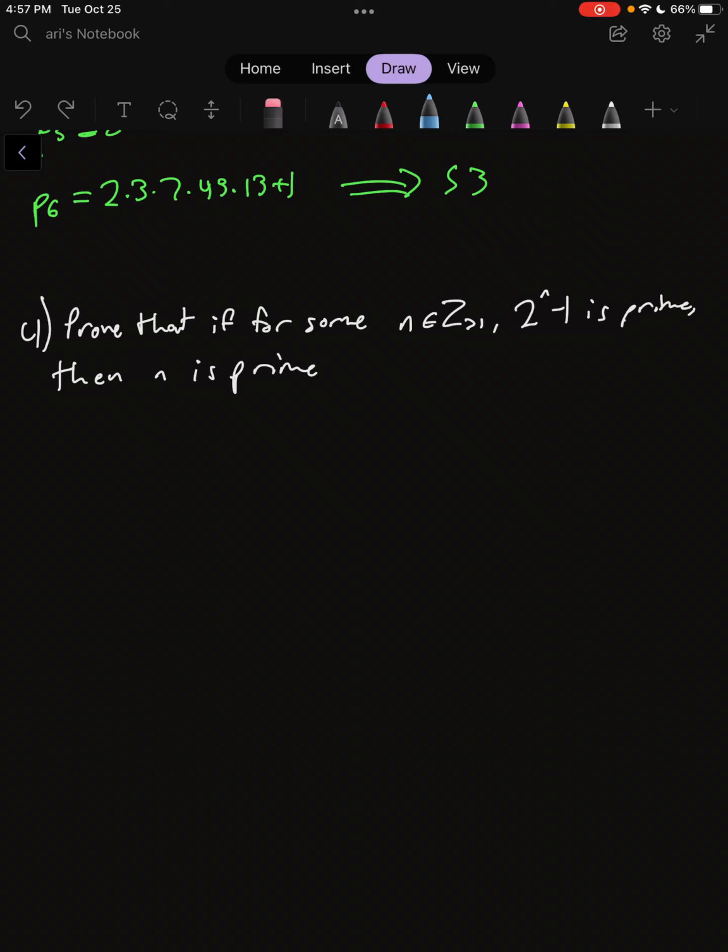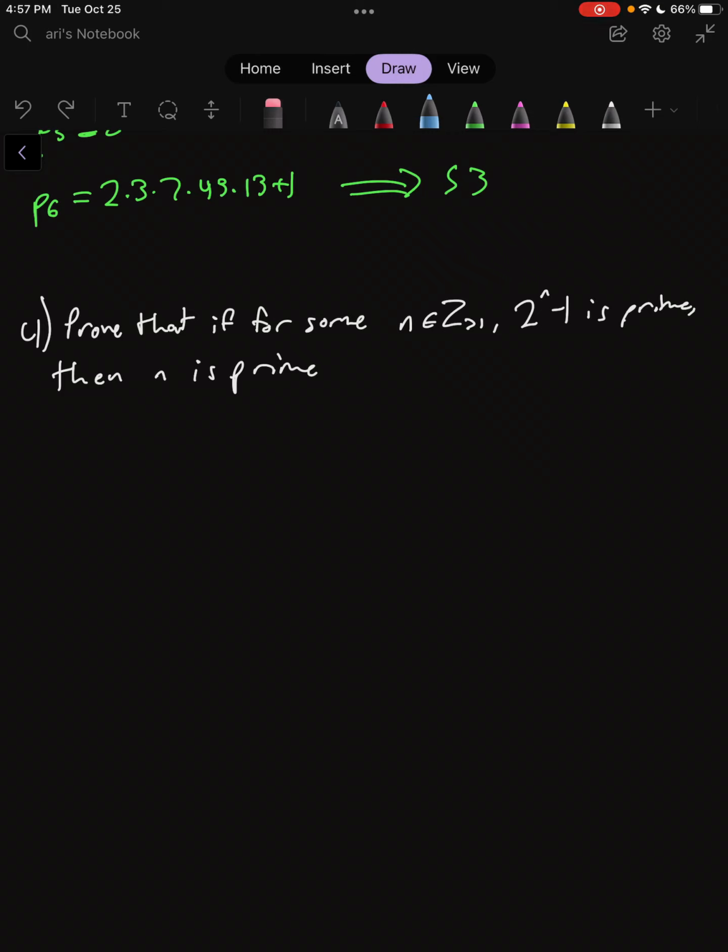So for number 4, we want to prove that if for some n in Z greater than 1, meaning some integer n, 2 to the n minus 1 is prime. So we have 2 to the power of some integer that's not 1. And this is going to give us a prime number. Then n has to be prime.